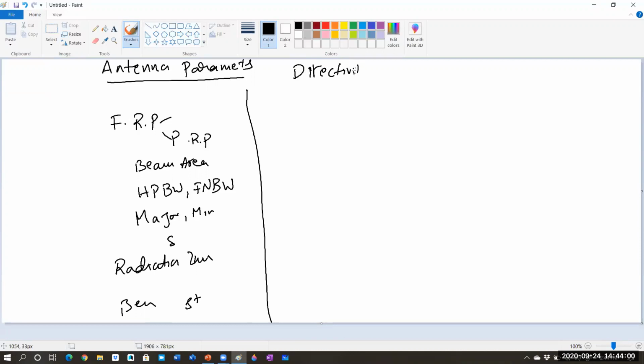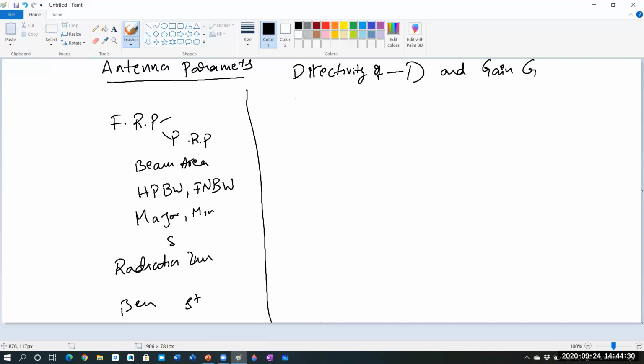Directivity of an antenna. So that is denoted by D. Directivity D, and gain is denoted by G. Today we learn what is a directivity and what is a gain, and what are the formulas regarding this one. So first of all, what is a directivity? A directivity is a dimensionless quantity.